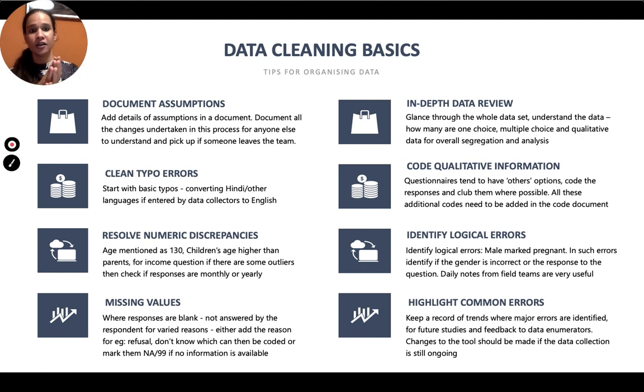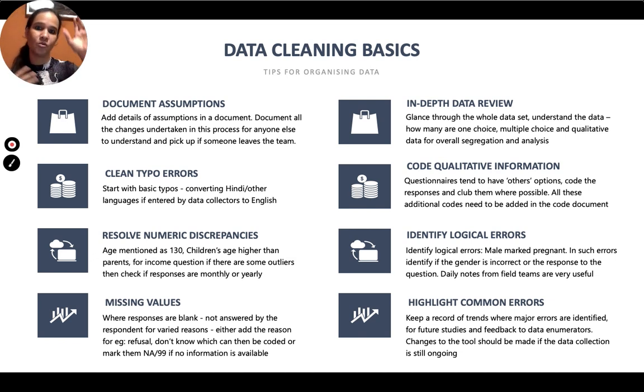Then also start coding qualitative information. For example, if someone says "others" to a question like, why did you not attend school? Now we have 5 options: we didn't attend school because of a festival, parent, whatever, family commitment, I was sick. And then you have 4 or 5 options, and then you have an "other." So now others could have multiple responses.